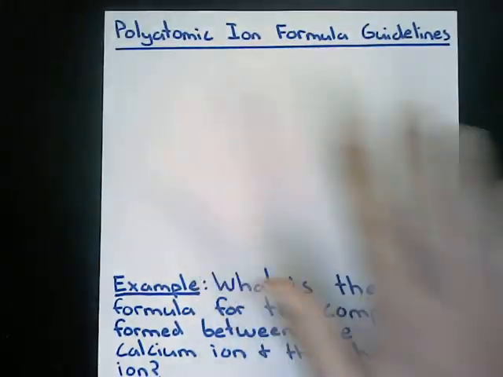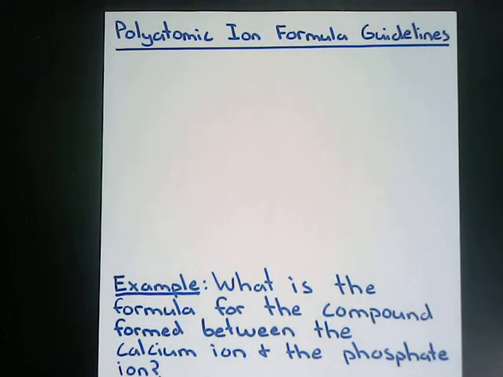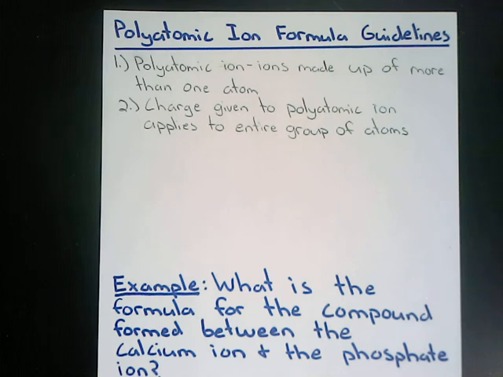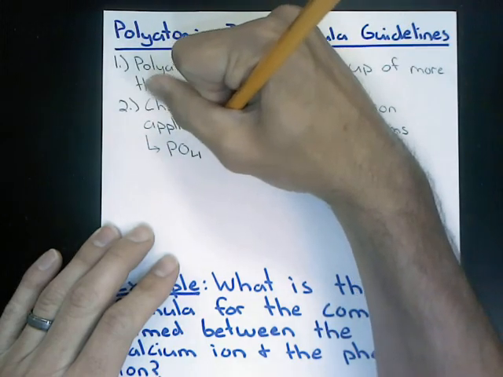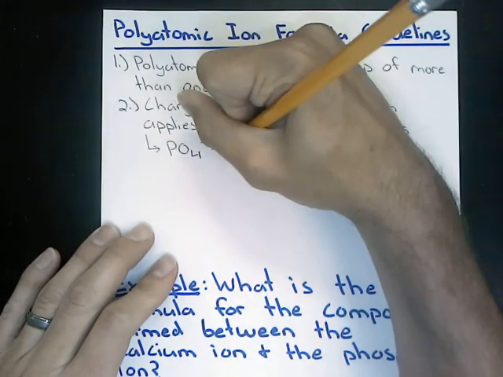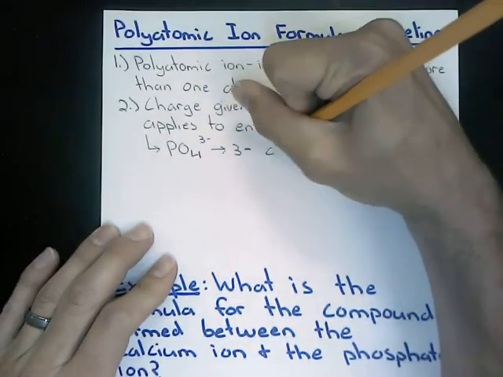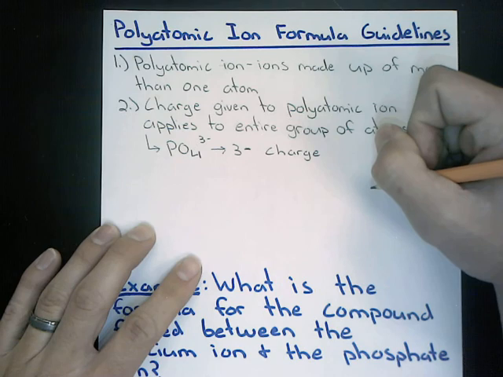With polyatomic ion formula writing, the first thing to remember is that poly means many atoms that make up an ion, and I'll show you that in a second. But the change here is this: the charge given to a polyatomic ion applies to the entire group of atoms. So I added the definition of polyatomic ion, and then I stated that the charge of the given polyatomic ion applies to the entire group of atoms. Take our example, PO4, which is phosphate, and it has a charge of 3-. This 3- charge applies to PO4 as a group.